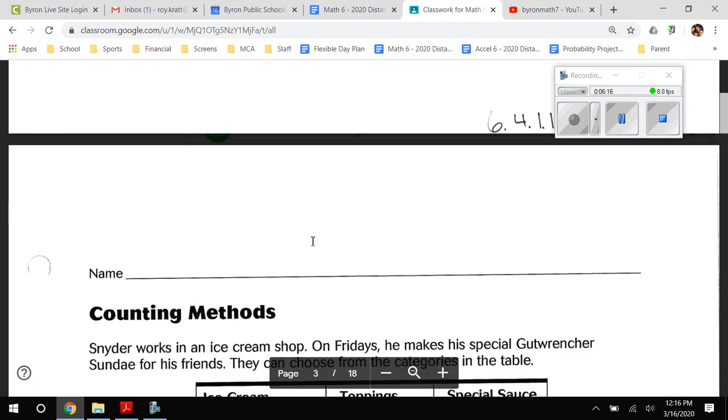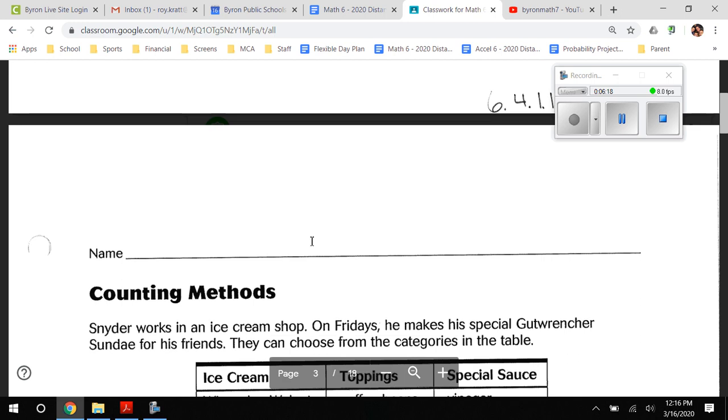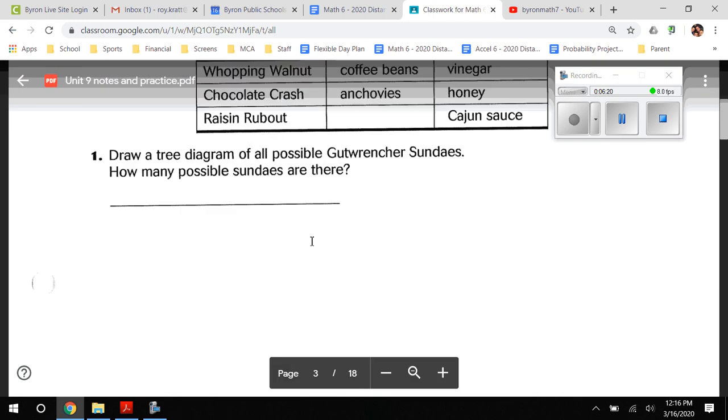All right, so we're going to let you go ahead and finish that page. We're doing pages 1, 2, 3, and 4.